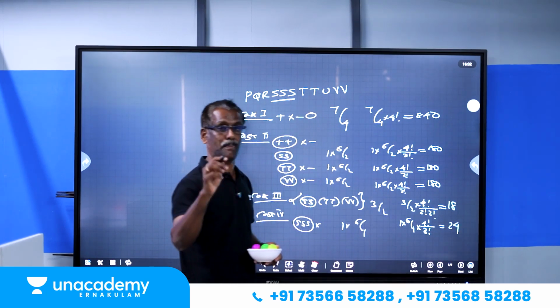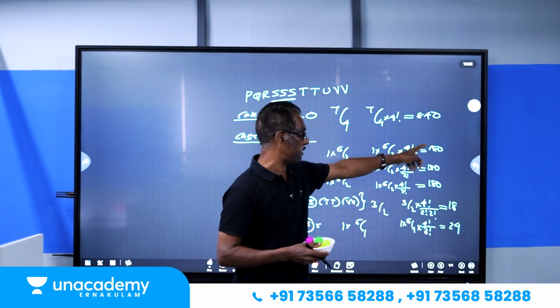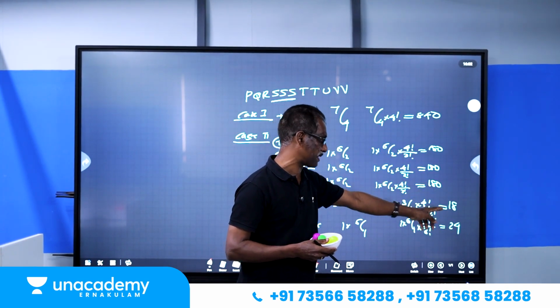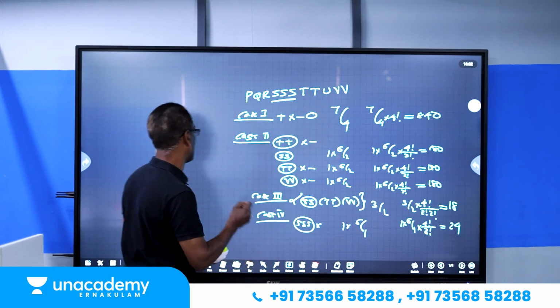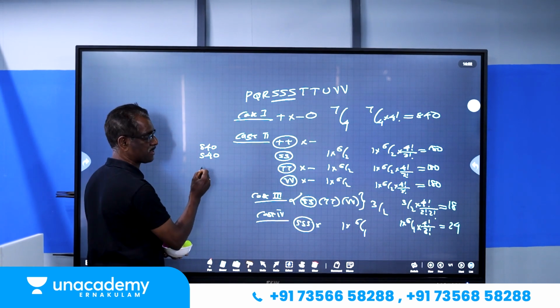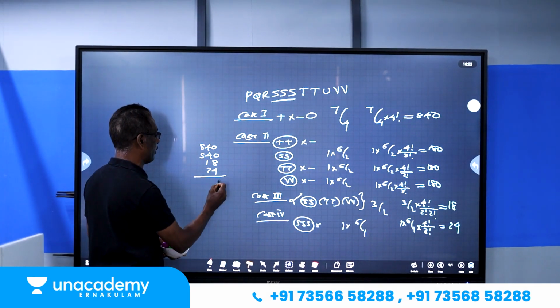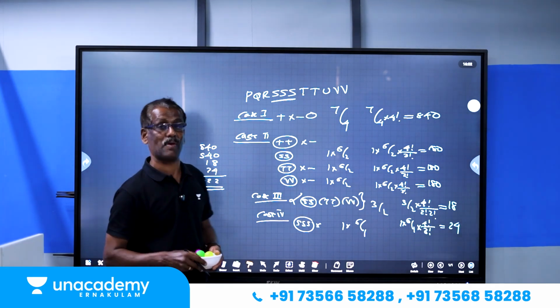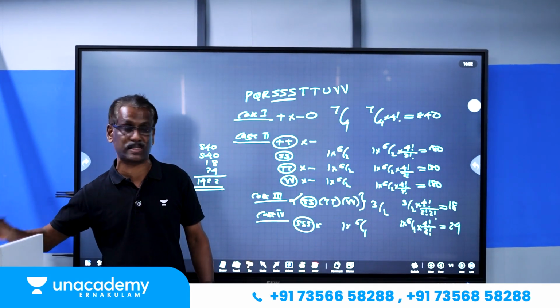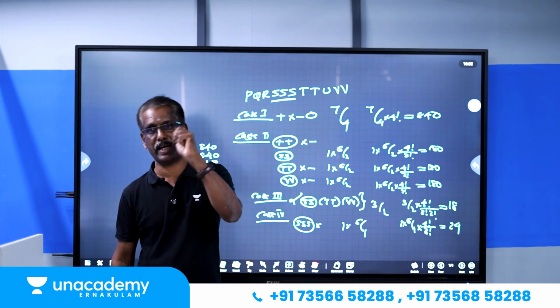Therefore, the total number of words you can form from this word is 840 plus 540 plus 18 plus 24. So the required answer is 840 plus 540 plus 18 plus 24. That becomes 1422 in total. 1422 words can be formed from this word by taking 4 letters.